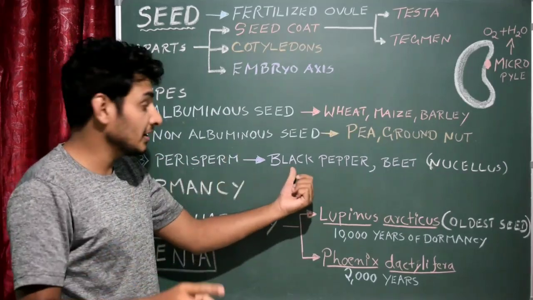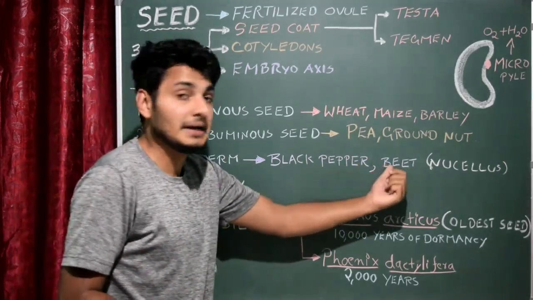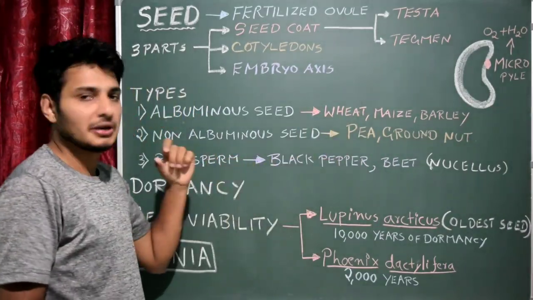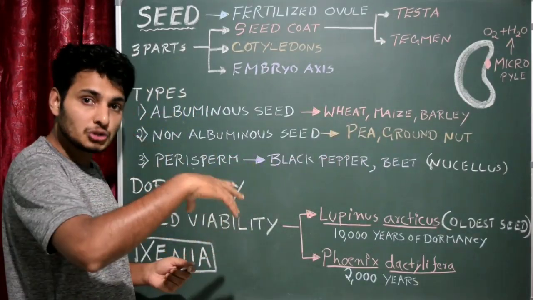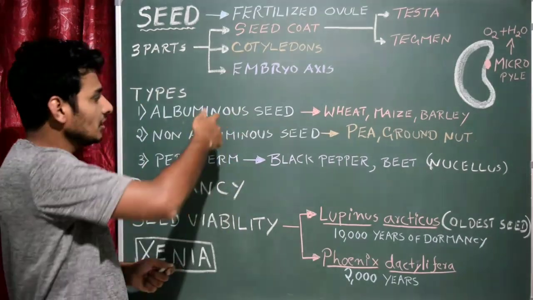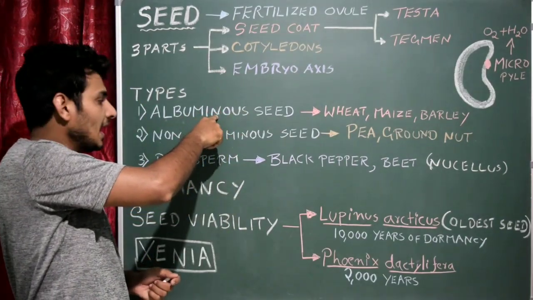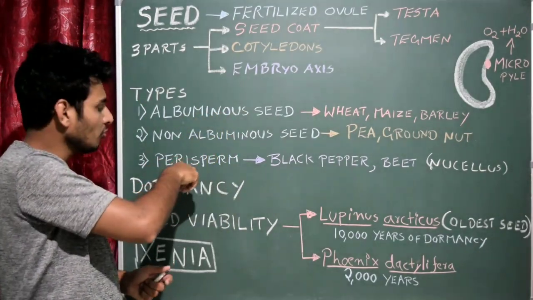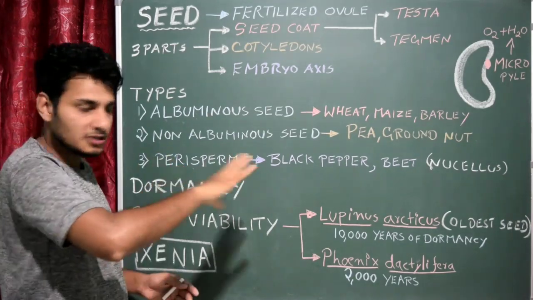Very important examples: black pepper and beet are very good examples for perisperm. And you might get one more question for your board examination for 2 marks: differentiate between albuminous seed and non-albuminous seed, or maybe for 1 mark, define perisperm. That's all about the types.